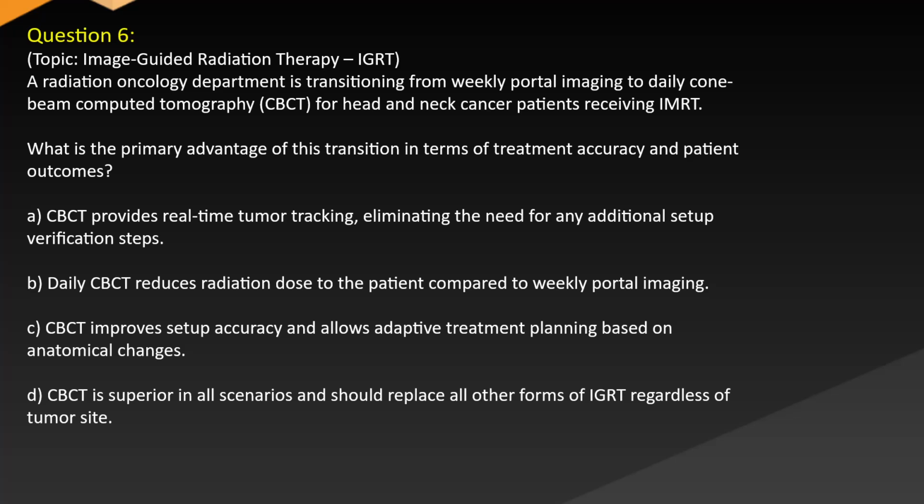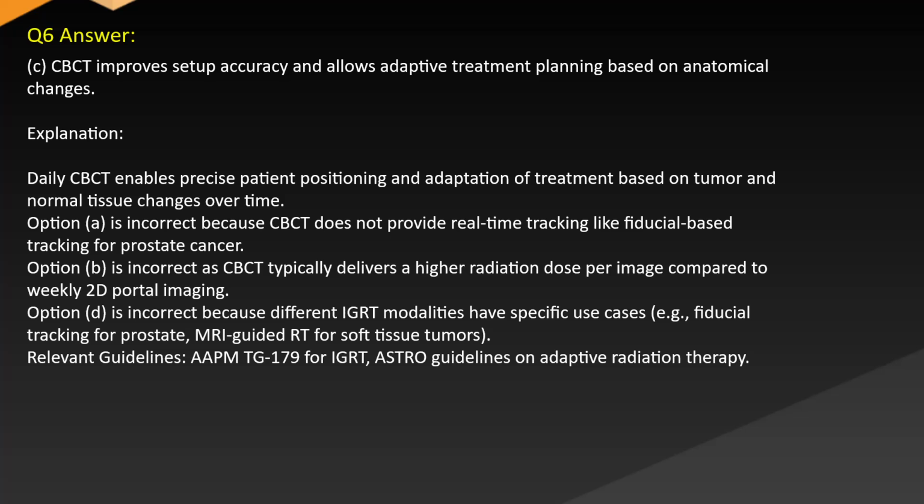A. CBCT provides real-time tumor tracking, eliminating the need for any additional setup verification steps. B. Daily CBCT reduces radiation dose to the patient compared to weekly portal imaging. C. CBCT improves setup accuracy and allows adaptive treatment planning based on anatomical changes. D. CBCT is superior in all scenarios and should replace all other forms of IGRT regardless of tumor site. Answer: C. CBCT improves setup accuracy and allows adaptive treatment planning based on anatomical changes.